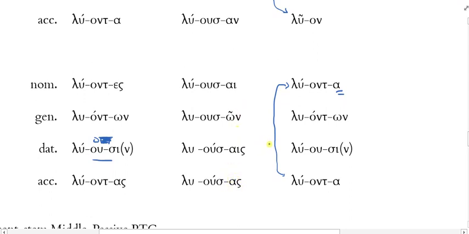All of those should be familiar to you from graphe, right? Graphe, graphes, doxa, doxes, and so forth, okay? So we're not learning any new case endings in this chapter. We're only learning how to add them to something new, which is the participle formation.